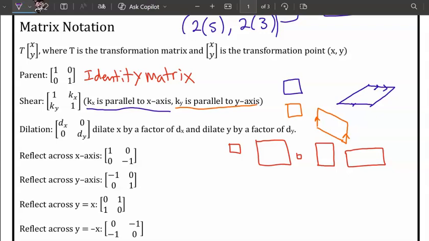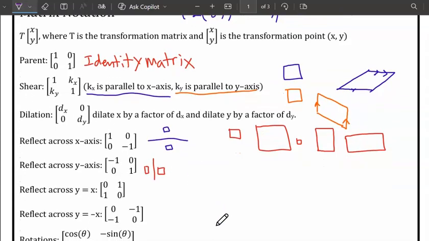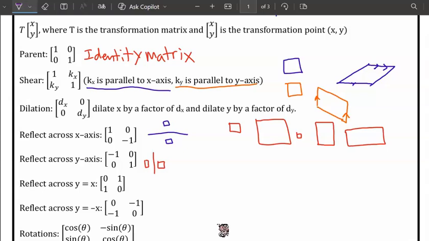Reflect across the x-axis. So you would start up here and then you go down there or vice versa. Reflect across the y-axis. You would reflect across the vertical line. And then reflect across y equals x. That's going to make an inverse. And then reflect across y equals negative x. So that'd be this way.